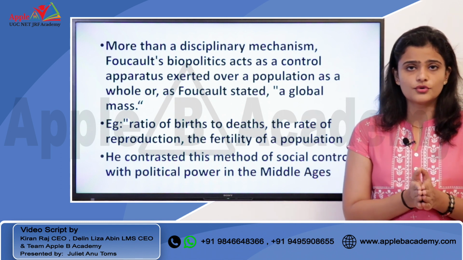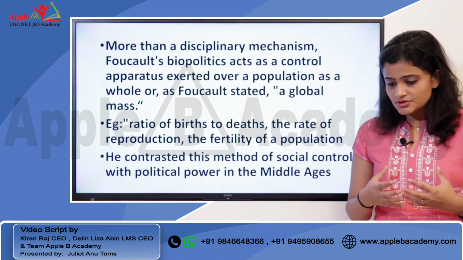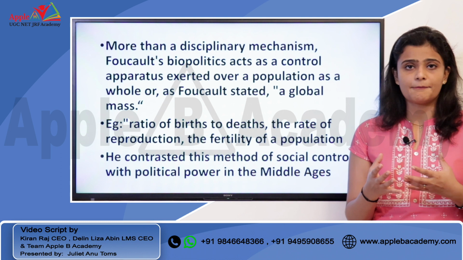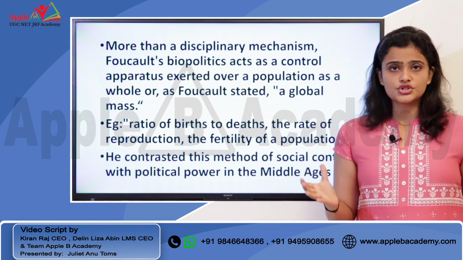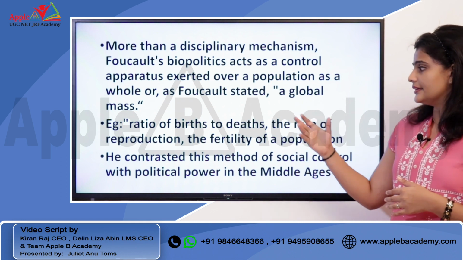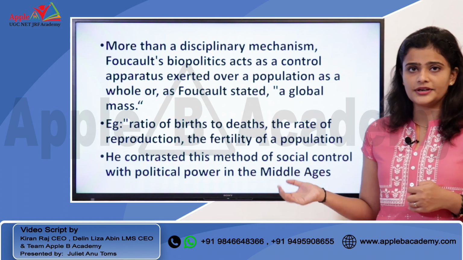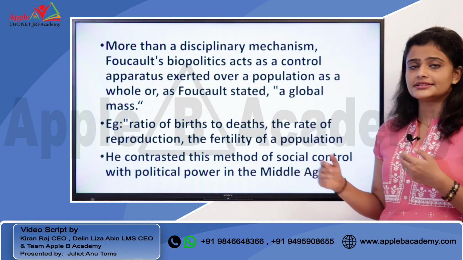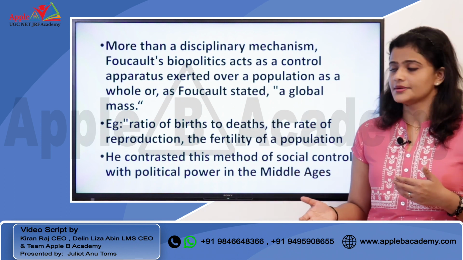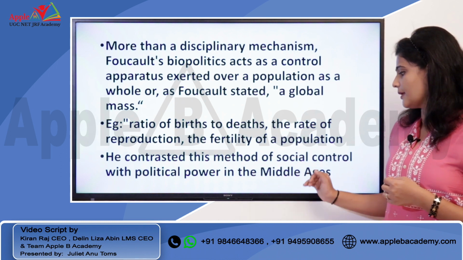Okay, so according to Foucault, this was not just a disciplinary mechanism, but technically a control apparatus over a huge number of people, over a global mass. For example, the ratio of births to deaths, the ratio of reproduction, the fertility of a population. These are all things that are constantly being calculated. And he contrasted this method of social control with political power in the Middle Ages.